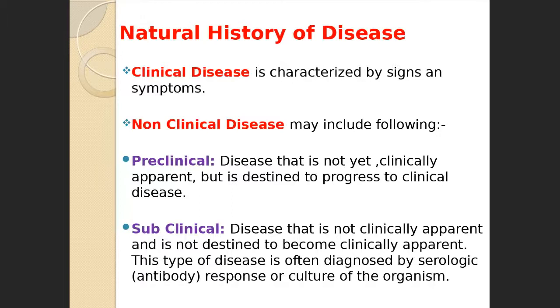So natural history of disease, clinical disease is characterized by clinical features, signs, and symptoms. No clinical disease may include the following. We have preclinical and subclinical. What is the difference between preclinical and subclinical?